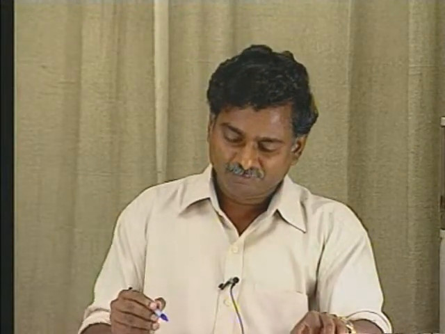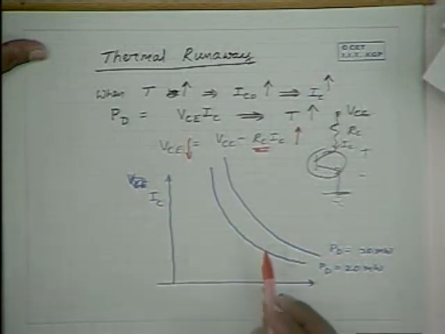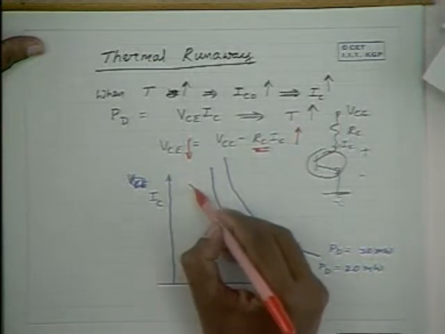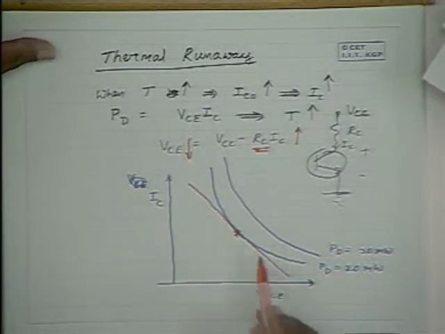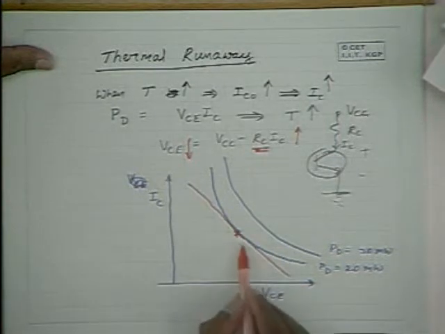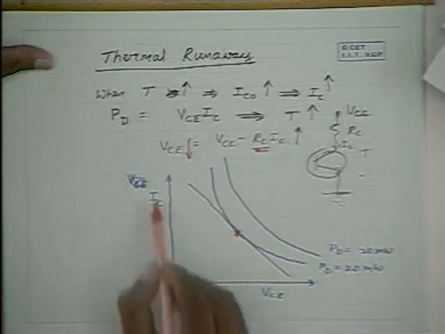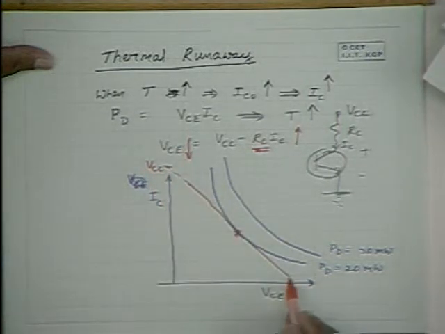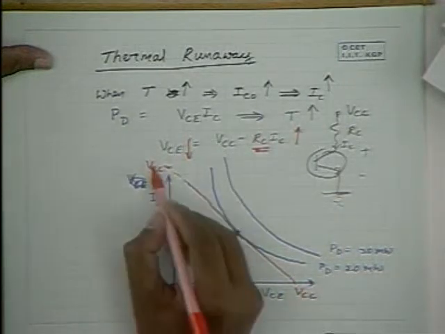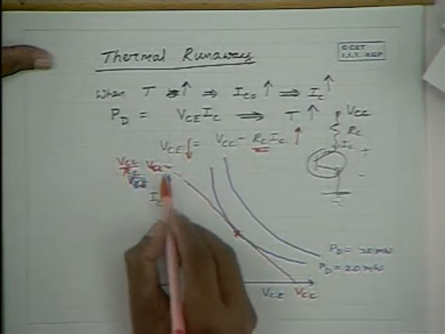Now, if you bias the transistor such that the load line is passing through this point, then when IC rises, please note that the load line is given by this equation, VCE is equal to VCC minus RC IC. It's an equation between VCE and IC. It's a straight line equation with this point given by VCC, that is when IC is equal to 0, VCE is equal to VCC. At this point, when VCE is equal to 0, IC is equal to VCC by RC. This point is the VCC by RC point on the current scale.